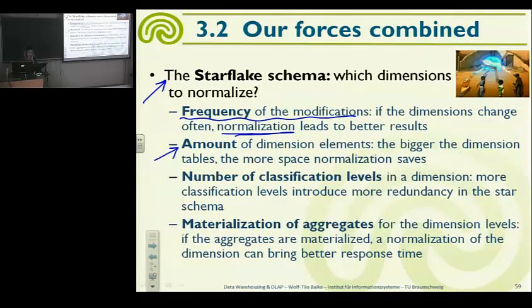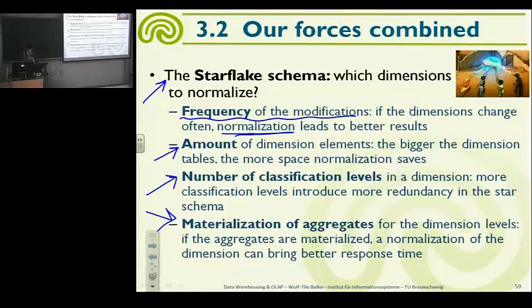If the dimension elements are rather big, then normalizing is also better, because you're saving up a lot of space. If you have big dimensions and you choose to put it all in one table, then you're introducing even more overhead with more redundant data. So normalizing would be the way to go. Also, the same thing with the number of the classification levels. So if you have a lot of fine granularities within the dimension, then introducing this redundancy in the star schema might be also considered as an overhead.